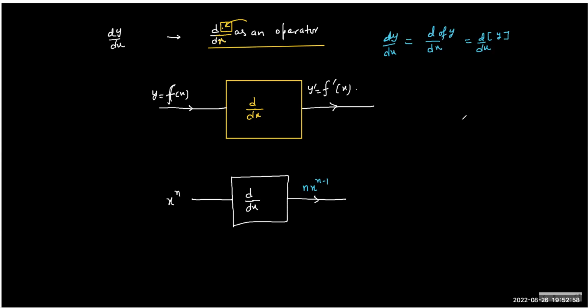Now what you need to actually understand is that differentiation is only possible when there is a dependency. Let's say if y does not depend on x.